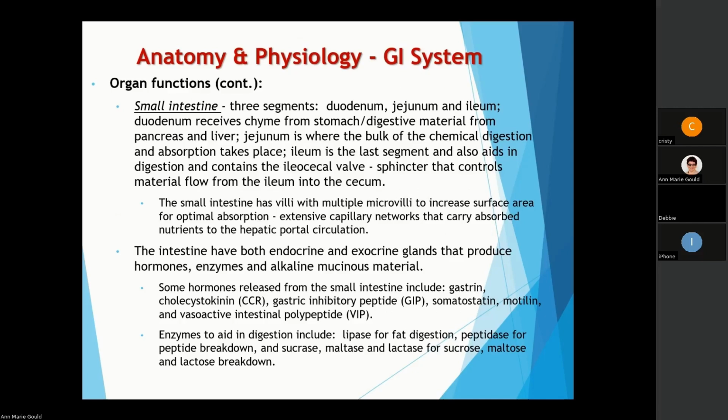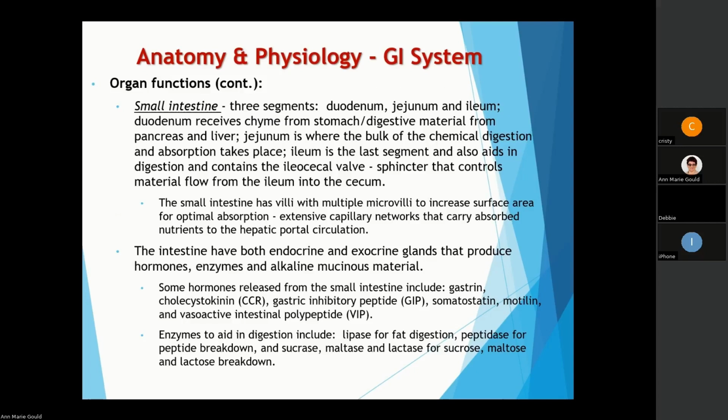Now, the small intestine has little villi with multiple microvilli to increase surface area for optimal absorption. So that's where all these capillary networks absorb nutrients into the hepatic portal circulation. So everything is intertwined when it comes to the GI tract, even the accessory organs, the liver and your pancreas and whatnot, they're all part of the complex system. The intestine has both endocrine and exocrine glands that produce hormones, enzymes, and alkaline mucinous material.